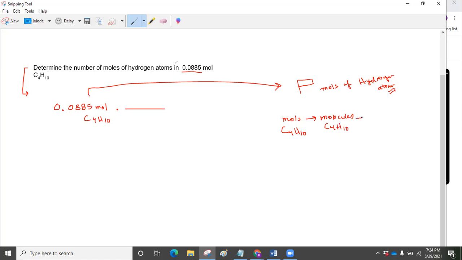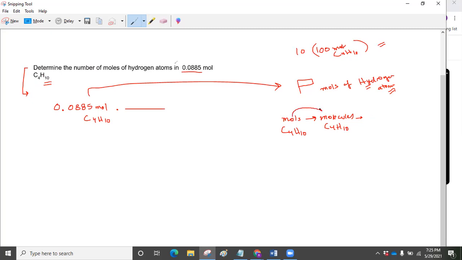I say this because once you have the molecules, you'll be able to know by proportion how many atoms you have, because you know that you have 10 atoms of hydrogen per molecule. So you can just multiply. If I had, let's say, 100 molecules of C4H10, and I want to find out how many atoms there are, then I know that in one molecule there's 10 hydrogen atoms. So if there's 100 molecules, then that'll just be 10 times 100, and that gives me how many atoms of hydrogen there are. So it's imperative to figure out how many molecules you have.